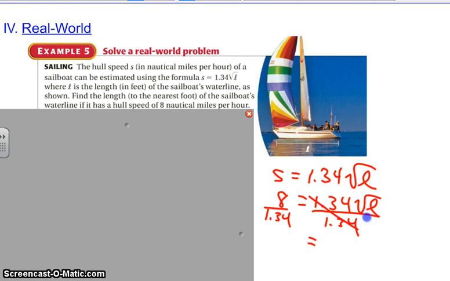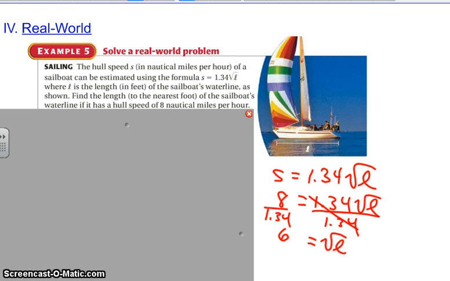And we get something bigger than 4, because 8 divided by 2 is 4, right? So let me bring up the little calculator. And we have 8 divided by 1.34. Okay. So it equals 5.97, which would round to 6. So let's just call it 6 equals square root of L.